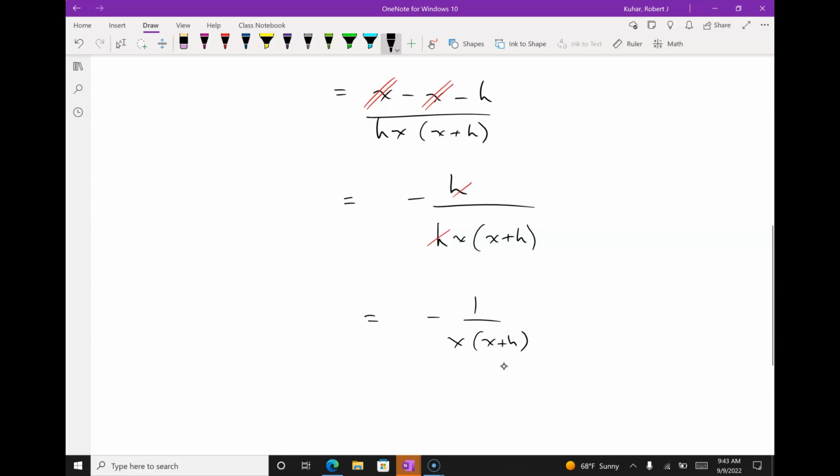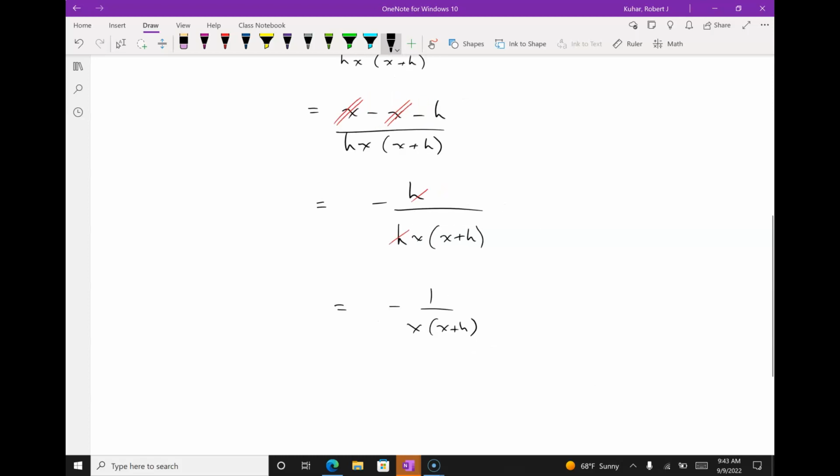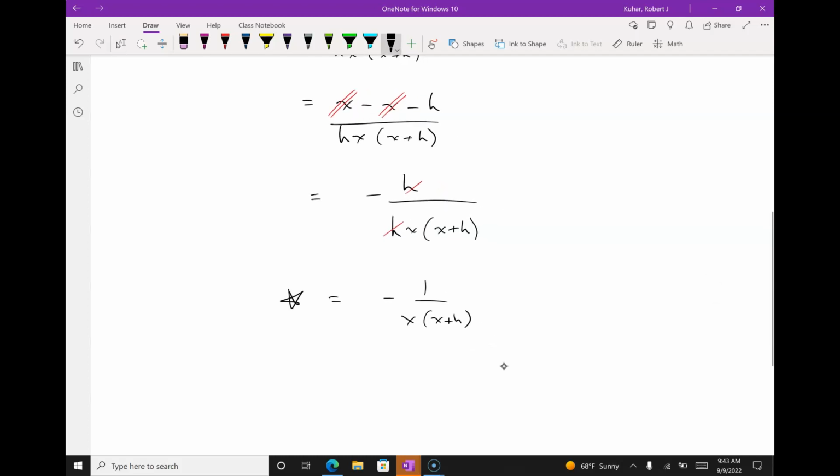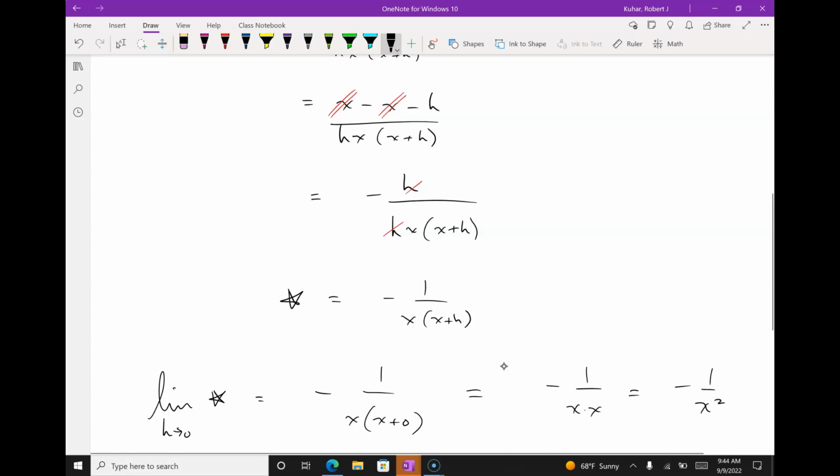Again, I don't want to distribute where I don't have to. I notice I had to in the numerator to get things to simplify. I don't want to distribute downstairs. It doesn't do anything for me. This is my replacement function. So I'm going to do the limit as h goes to 0 of star. And what do I get? x times x plus 0. Kind of a waste of time there, right? Because we know h goes to 0, so put in a 0. But look what I get. I get -1 over x times x. And there it is, -1 over x squared. There's my derivative.